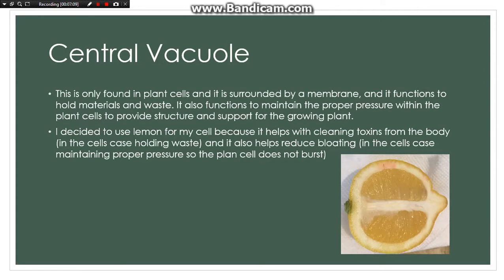So for this, it would be the cells holding waste, and it also helps the body reduce bloating. So in this case, the cells maintaining the proper pressure so it does not burst.